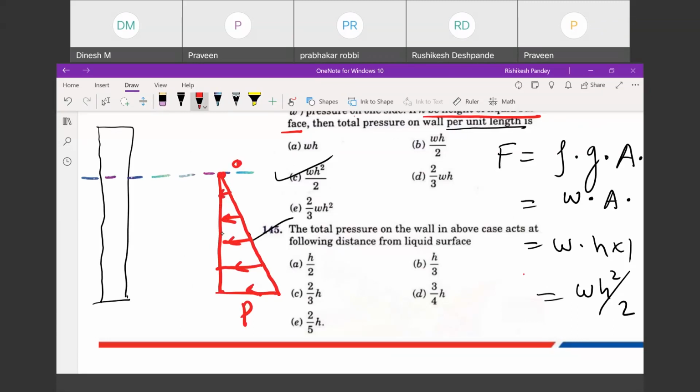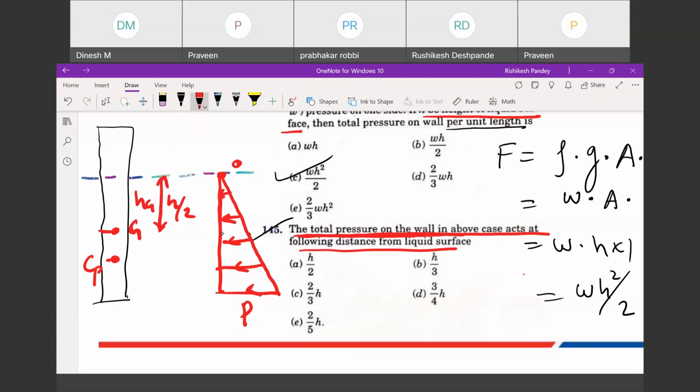The question asks where the total pressure on the wall acts, at what distance from the liquid surface. You see, the center of gravity is this, which is h by 2. Hg is h by 2, which is the center of gravity. But where is Cp? This is your Cp, center of pressure, where the total pressure acts, measured from the free surface. This is not your G. So Hg is h by 2, which is the center of gravity, but Cp is below this.